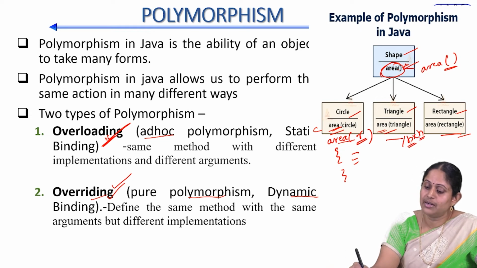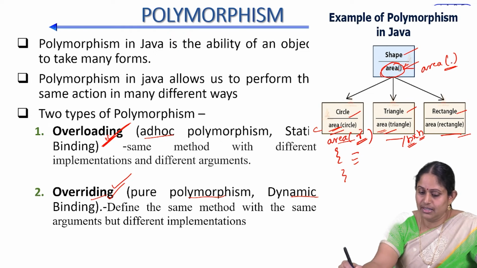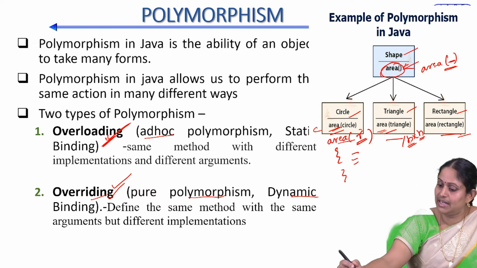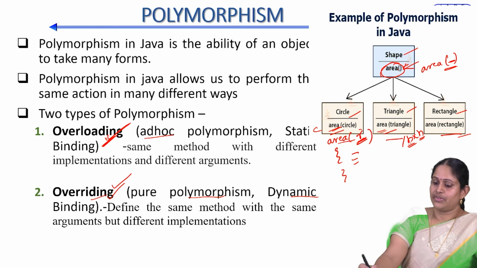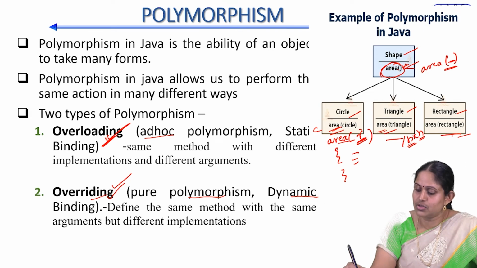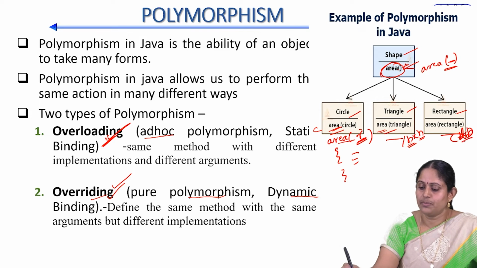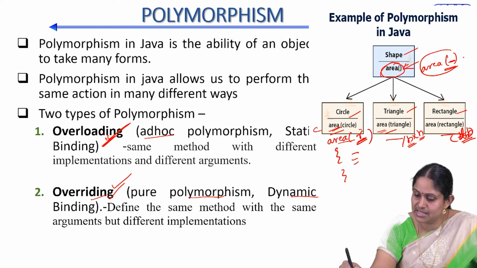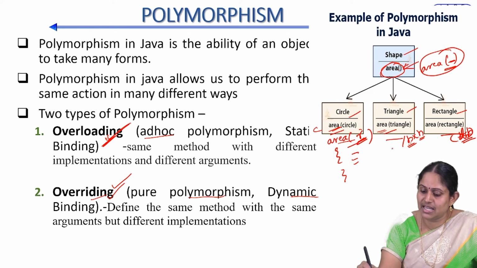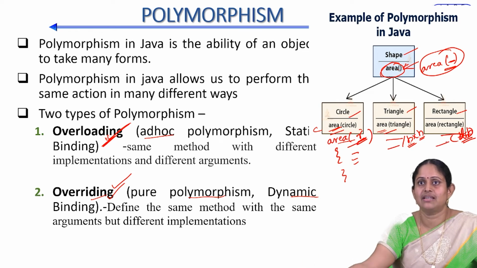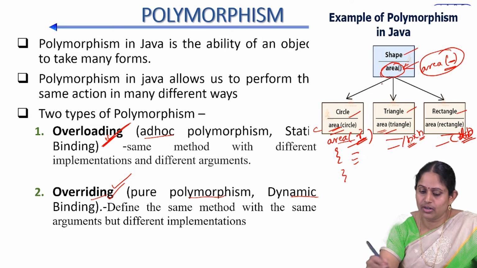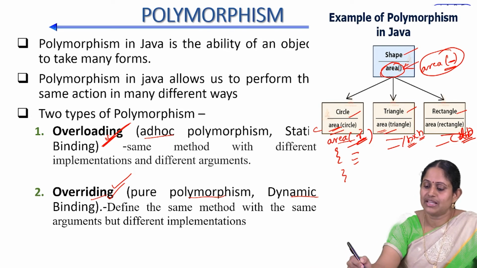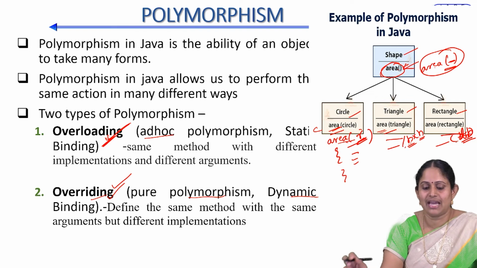They may also be of different types. Here area may be of type int, and here it may be of float type. Similarly, in rectangle we need two parameters, length and breadth. So area is implemented in one way here, but in these three classes area is implemented in a different way.